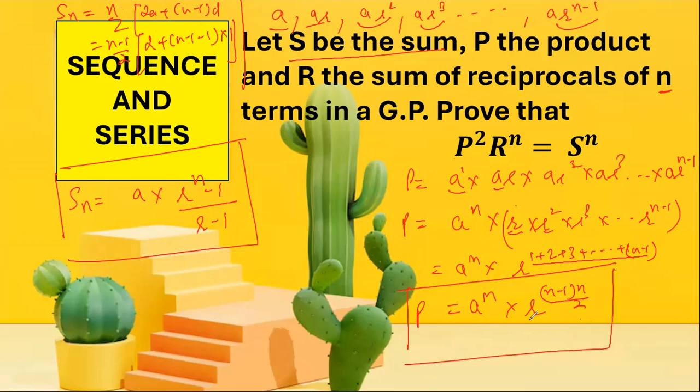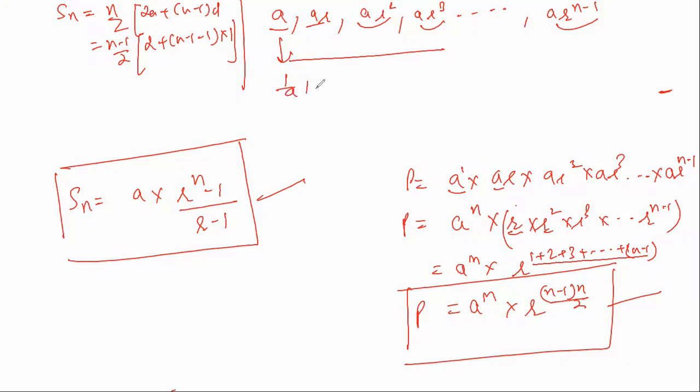So this is required. Now let's talk about R. R is the sum of the reciprocals of n terms. So we have to take the reciprocal of these terms, which are 1 by A, 1 by AR, 1 by AR square, 1 by AR cube, and the last term will be 1 by A times R raised to the power n minus 1, right?